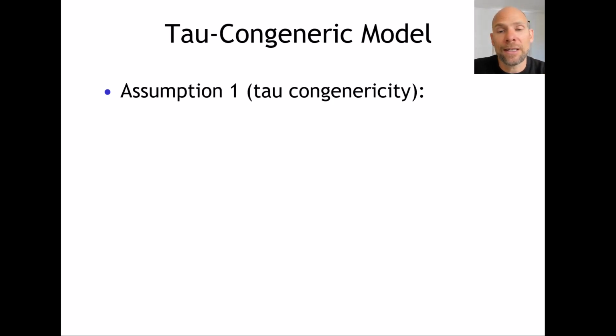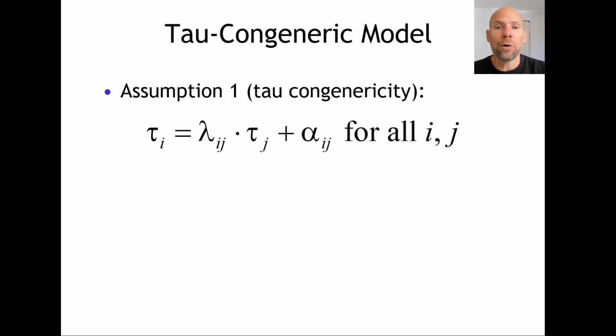The first assumption is the assumption of Tau-congenericity. That's different from previous models that all made the assumption of either Tau-equivalence or essential Tau-equivalence. And now we're no longer making these assumptions. We're making a weaker assumption about the homogeneity of the true score variables for different tests. Namely, we're only assuming that they are linear functions of one another, so that tau i is equal to a multiplicative constant lambda ij times tau j plus an additive constant alpha ij. So the true score variables are positive linear functions of one another.